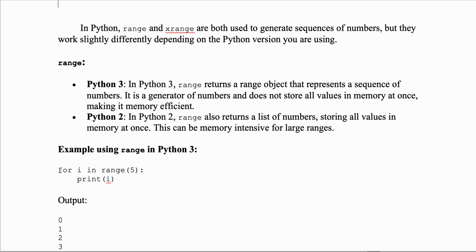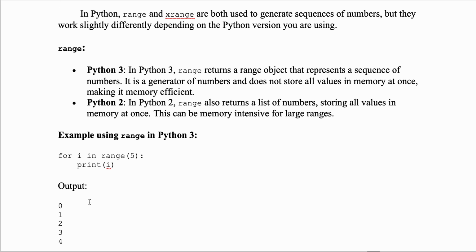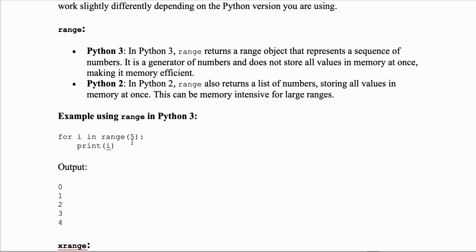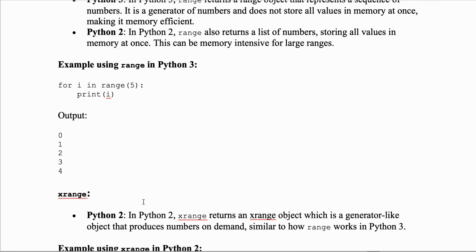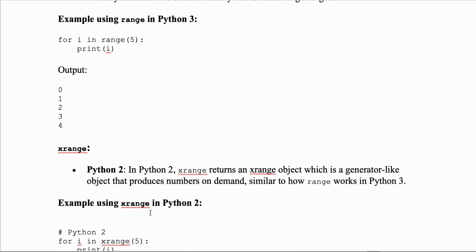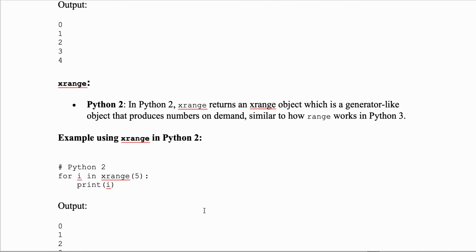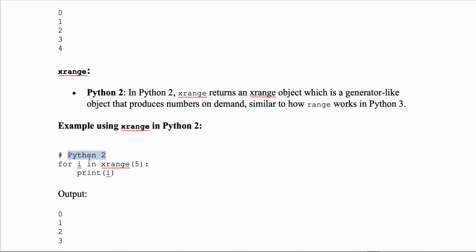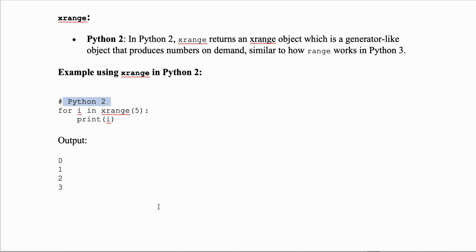Okay, a simple example: for i in range(5), print i. It will generate numbers from 0 to 4 because 5 is excluded. Now let us consider xrange. In Python 2, xrange returns an xrange object, which is a generator-like object that produces numbers on demand. That is how range works in Python 3. The example for xrange: for i in xrange(5), print i gives 0 1 2 3 4.